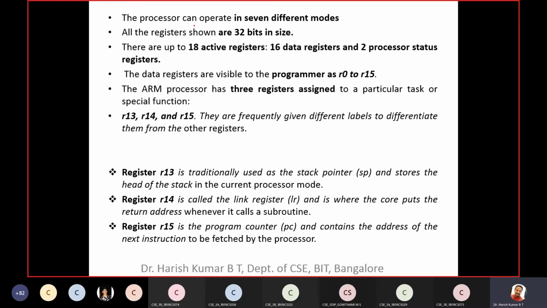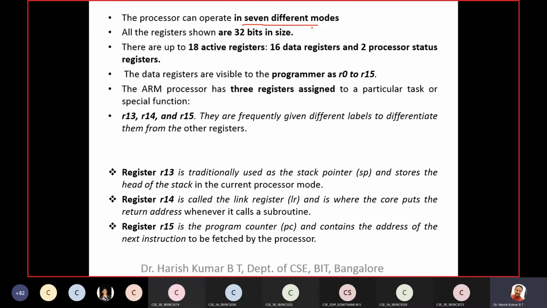Now, the processor can operate in 7 different modes. Don't confuse them. In my previous class, I was telling you that the ARM processor can operate in 3 different states. States are different and modes are different. In how many modes can the ARM processor operate? 7 modes. If I ask you in how many states the ARM processor can operate, what is your answer?